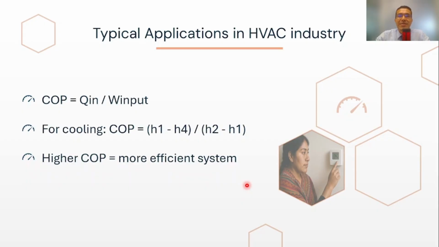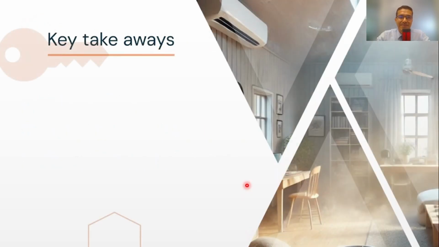For example, a typical residential air conditioner might have a COP around 3 to 4, while a high-performance commercial chiller can reach COP values of 5 or more. Heat pumps used for space heating can sometimes achieve even higher COPs under favorable conditions, particularly when the temperature lift is small. These values help engineers and designers choose the most suitable equipment for different HVAC applications.